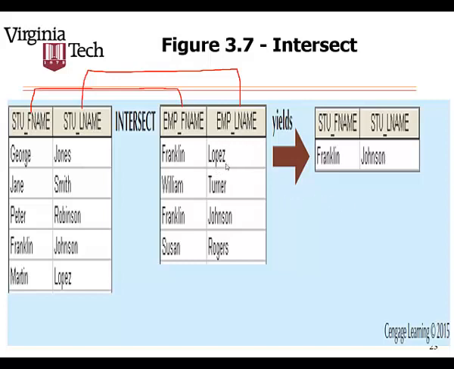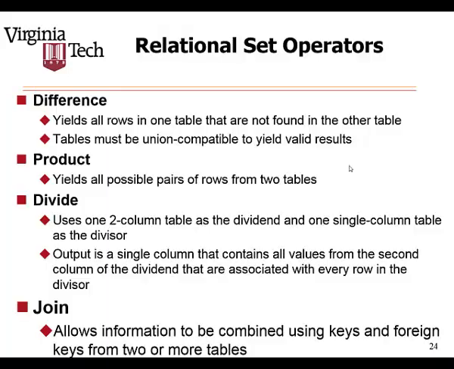But if we're looking at the intersection, what we're saying is show me which members are in both sets. Which members of the set are in both sets? And of course we really only have one. Whoops, I got the wrong one. Franklin Johnson is the only one that is in both, so he is the intersection.